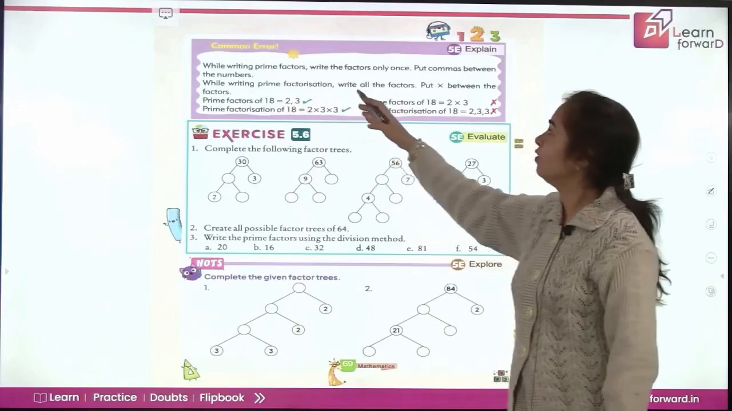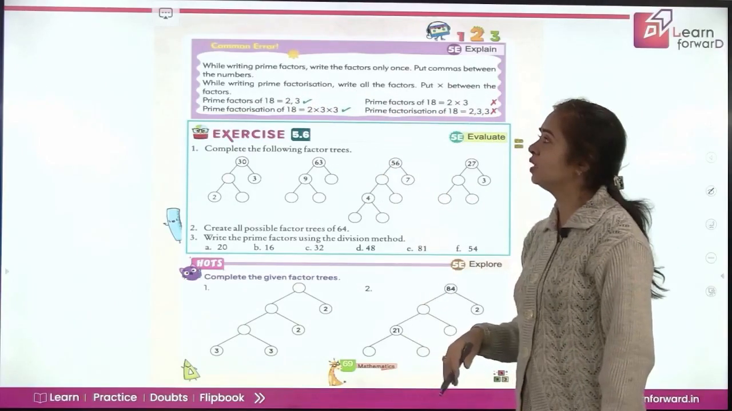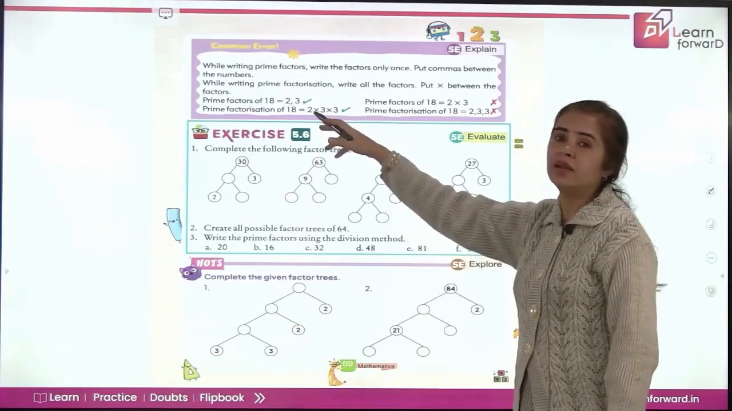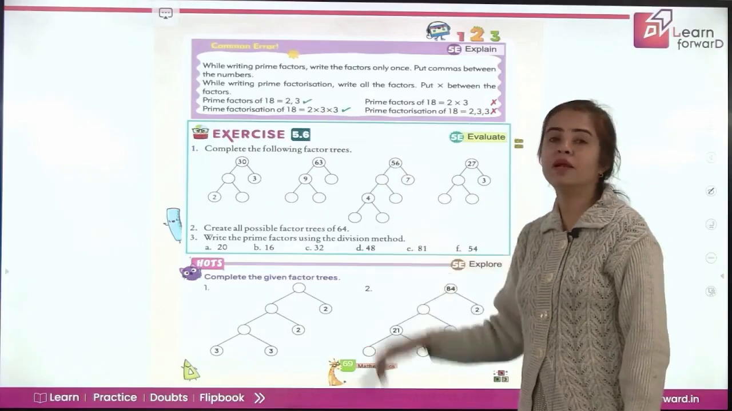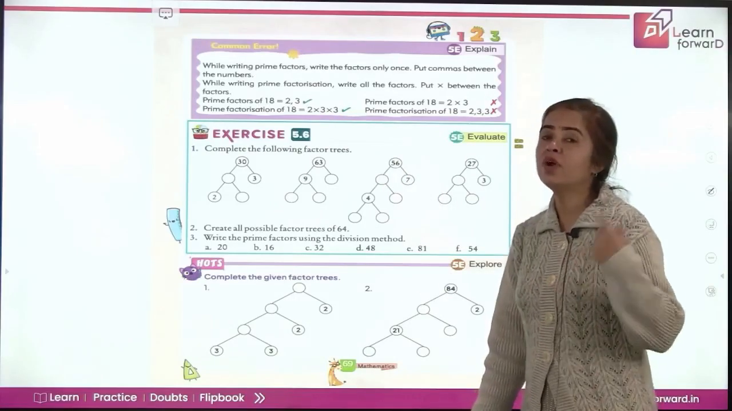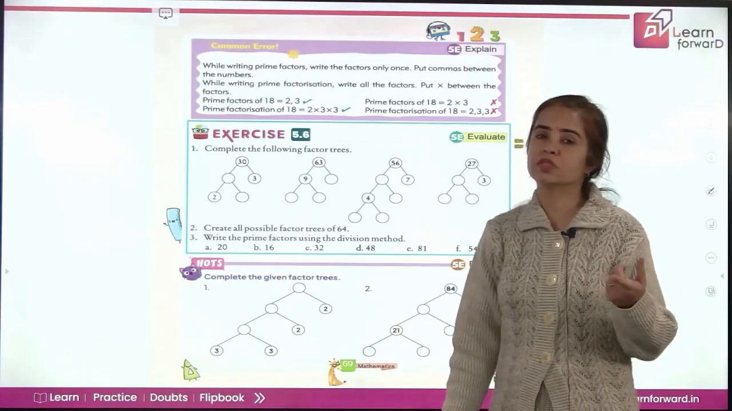While writing prime factors, write the factors only once. So put commas between the numbers, right? But when you are doing prime factorization, you have to put the multiplication sign and you have to write the prime number as many times as it comes in your process. Okay.